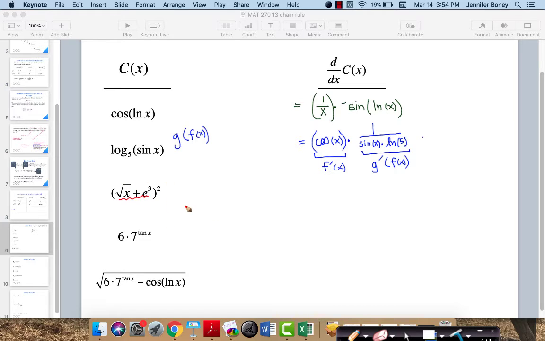But I could expand this if I want, or in terms of chain rule, the derivative of the inside part is 1 over 2 square root of x plus the derivative of e cubed. Make sure you're careful with that. Notice it does not have an x. We're doing derivatives with respect to x. This is a constant.